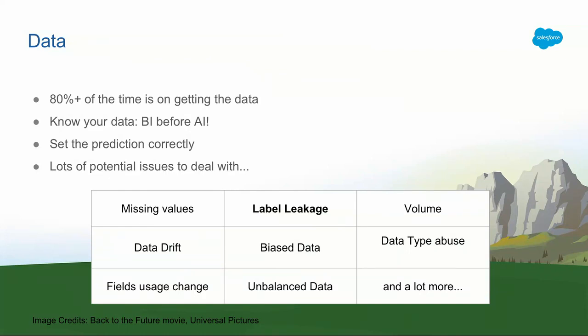Volume is an issue sometimes, but typically, if you have a lot of volume, that's where data is useful. That's where predictive is useful. If you have little volume anyway, you won't be able to do much, and you probably don't really need machine learning.